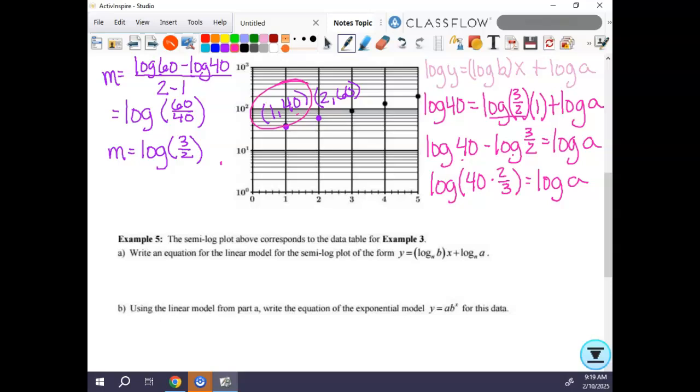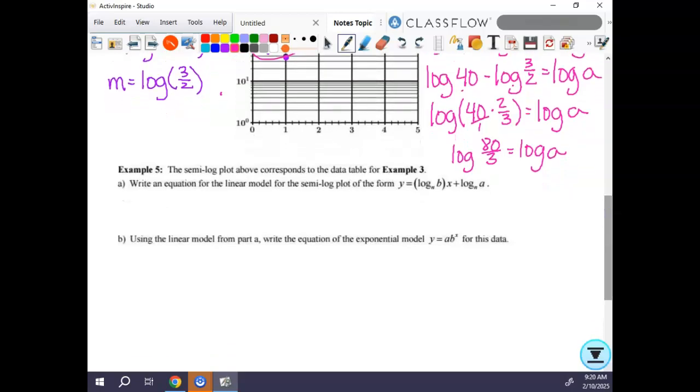Y'all, you are overthinking things. You are trying to make it hard when it is not hard. Trust me. Does 40 divide by 3 evenly? No. So you just multiply it. What do you get? What is 2 times 40? 80. So you get the log of 80 over 3. That's it. That's all. That's equal to the log of a. Right? Y'all know that.